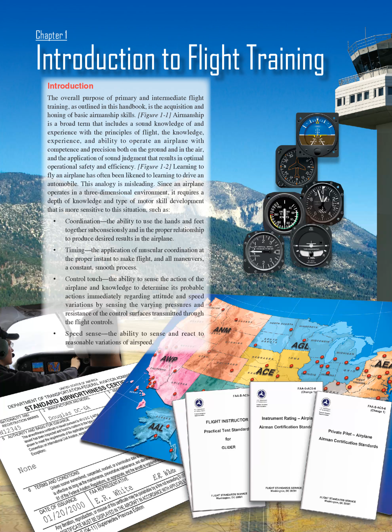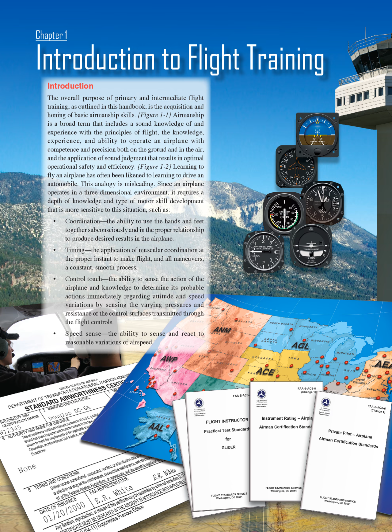Introduction. The overall purpose of primary and intermediate flight training, as outlined in this handbook, is the acquisition and honing of basic airmanship skills. Figure 1.1. Airmanship is a broad term that includes a sound knowledge of and experience with the principles of flight, the knowledge, experience, and ability to operate an airplane with competence and precision both on the ground and in the air, and the application of sound judgment that results in optimal operational safety and efficiency.